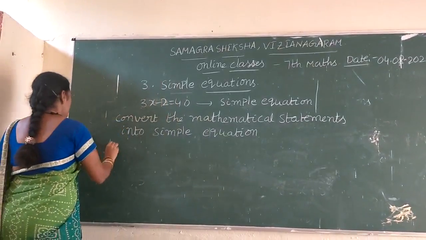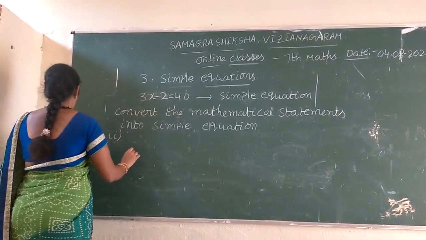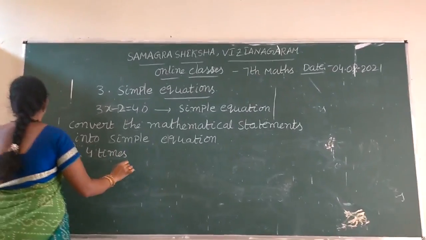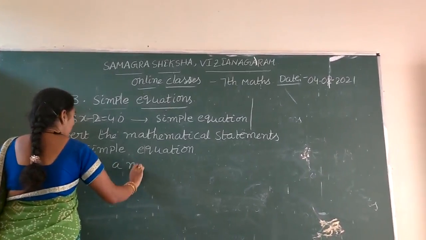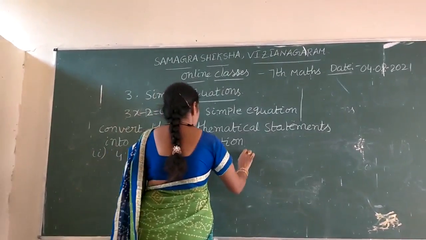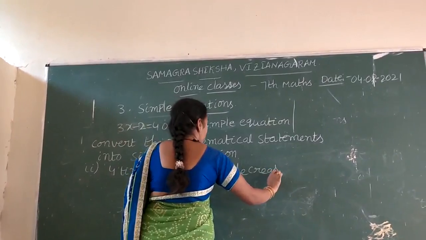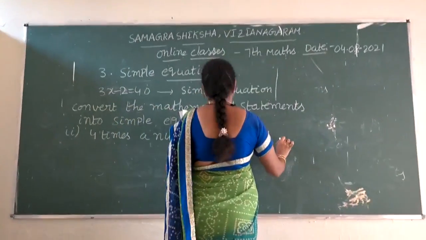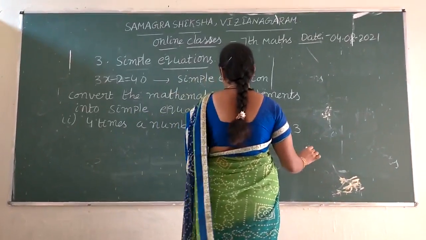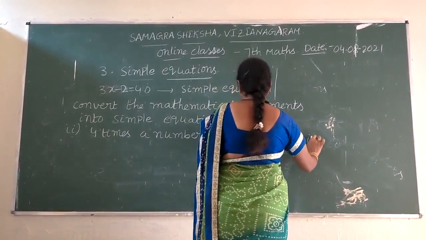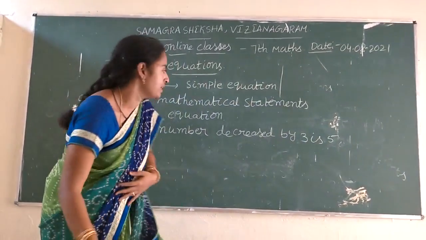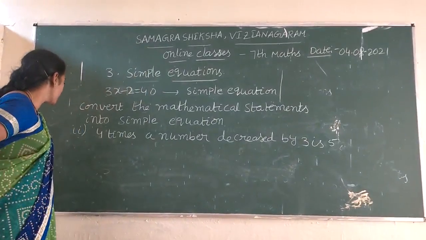We have to convert two more statements. 4 times a number decreased by 3 is 5.